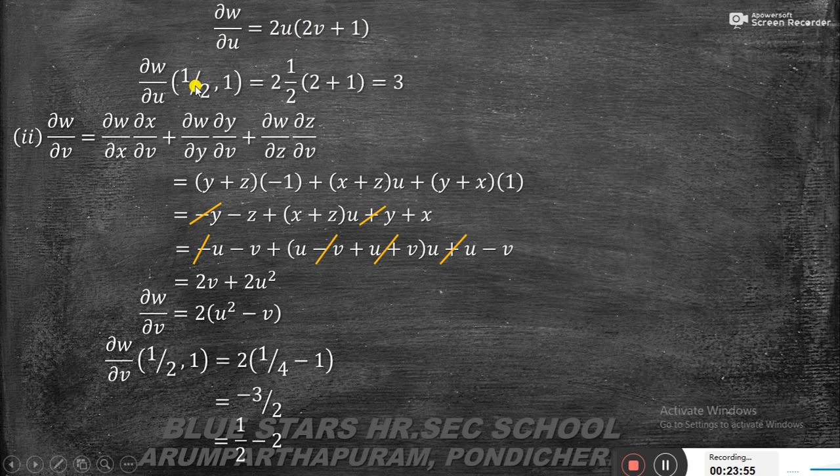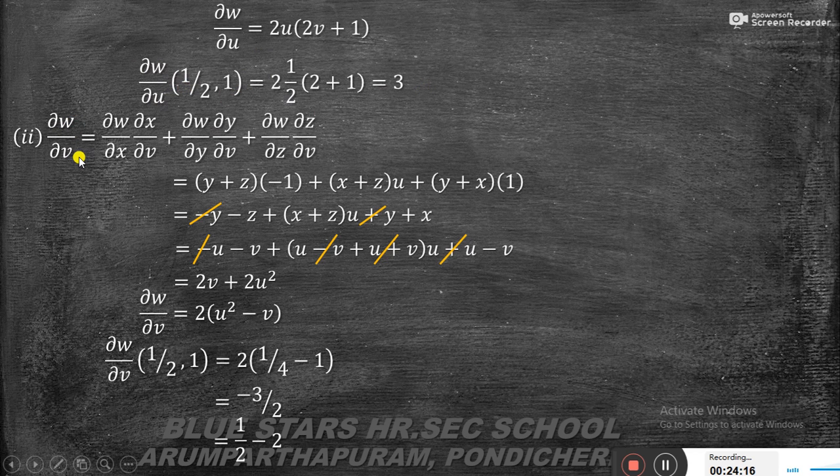Now I substitute at the point 1 by 2 comma 1 for dou w by dou u. So u equals 1 by 2, v equals 1. So 2 into u value 1 by 2, 2 into v value 1. So 2 into 2, 2 cancelled, 2 plus 1 is 3. Therefore dou w by dou u at the point 1 by 2 comma 1 is 3.